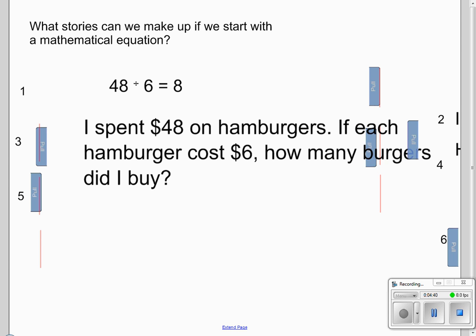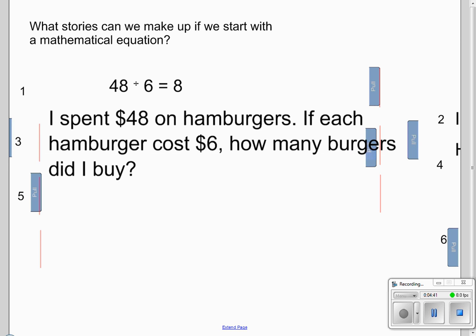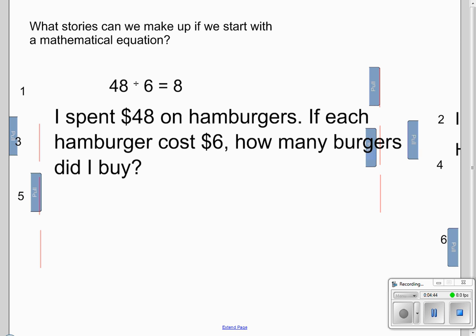I spent $48 on hamburgers. If each hamburger costs $6, how many burgers did I buy? So I started with $48, and I'm dividing it by the cost per hamburger, and that leaves me with 8, showing me that I had 8 hamburgers. So remember, when you have a division problem, you're starting with something, and then you're either splitting it into groups, 6 groups, or groups of 6, and seeing what you get.